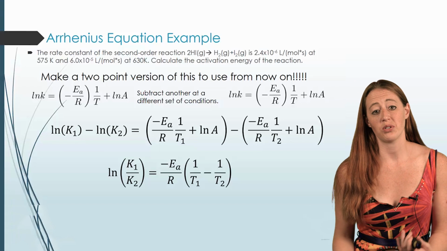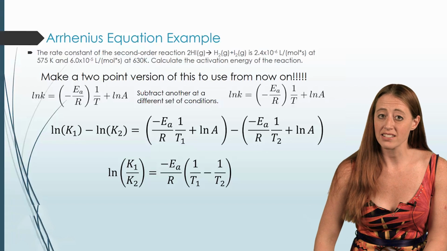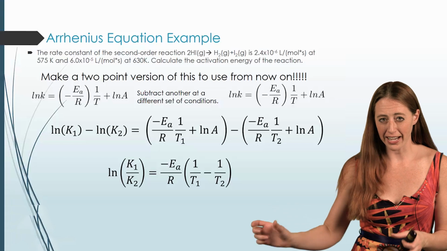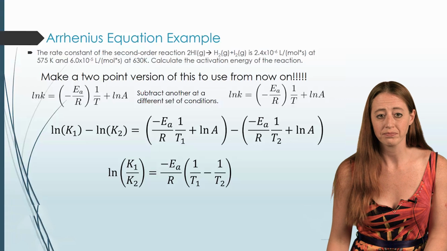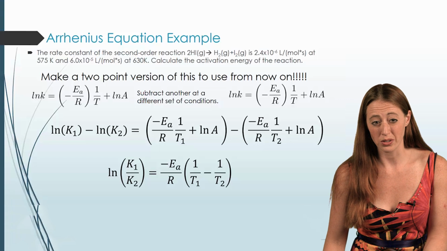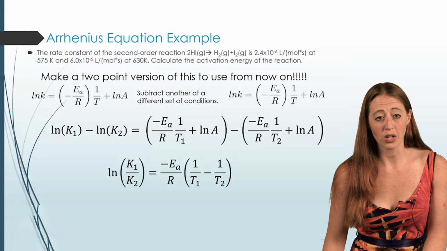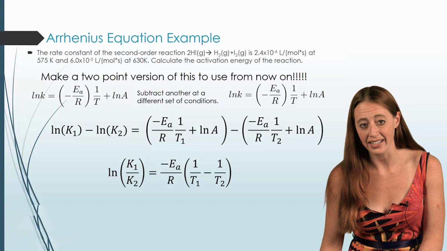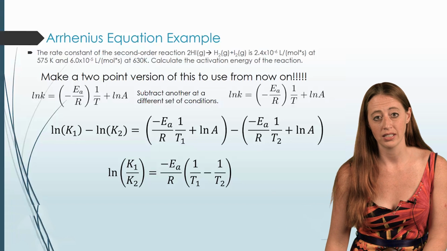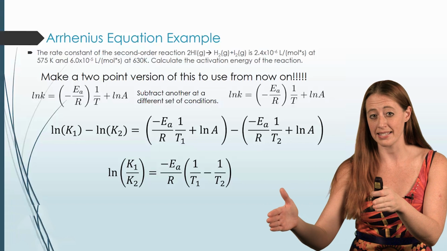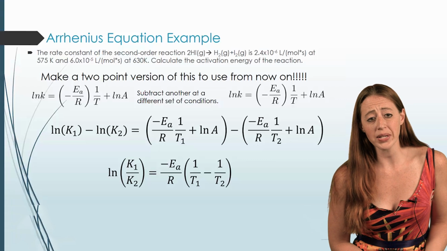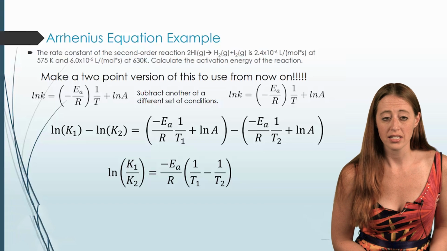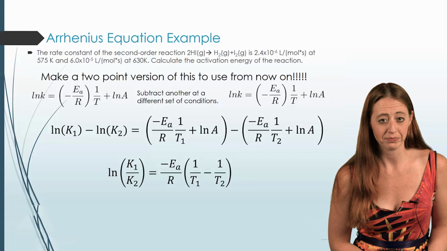Now, if we look at our natural log of A, that's in both of those. A is also a constant. Now, we can't factor those out because they aren't multiplied, but they're going to cancel out because our natural log of A on our first side minus our natural log of A on the second side means that they're just going to cancel to 0, because you're going to have a number minus that same number. And so they cancel and they don't show up in the equation. So we end up with negative EA over R times 1 over T1 minus 1 over T2.